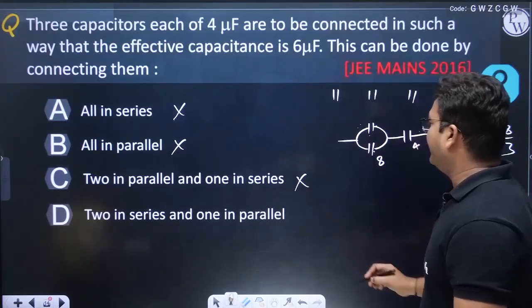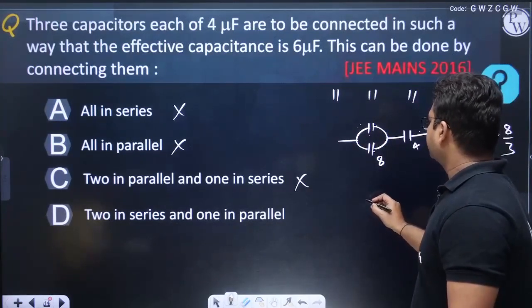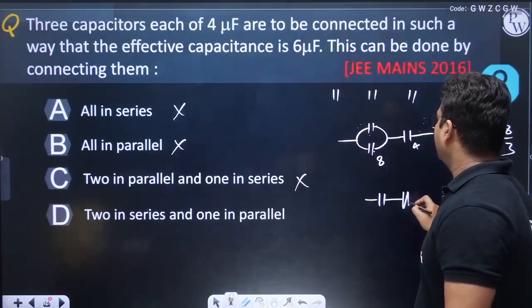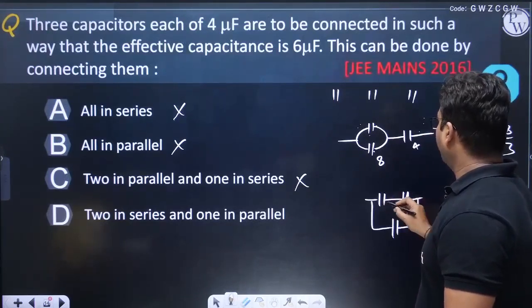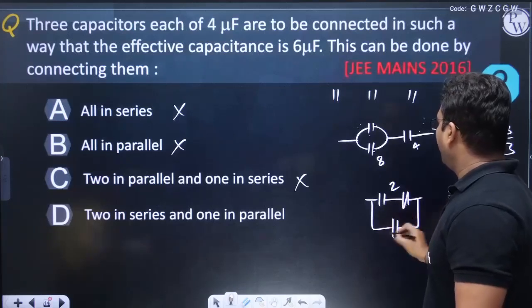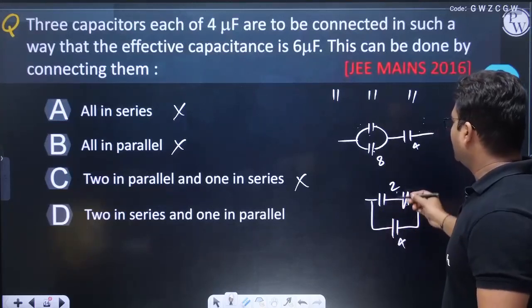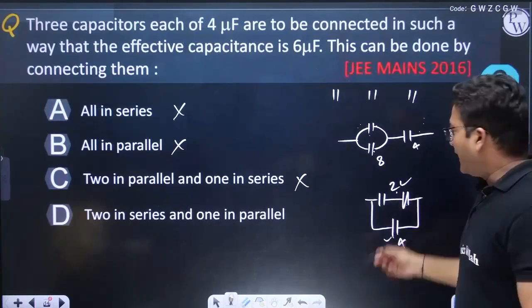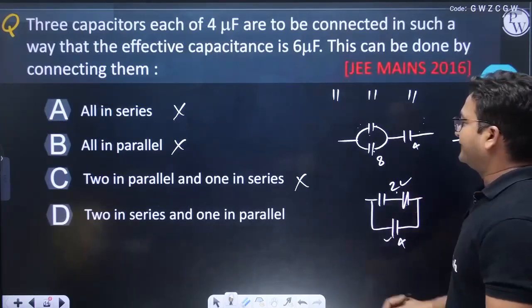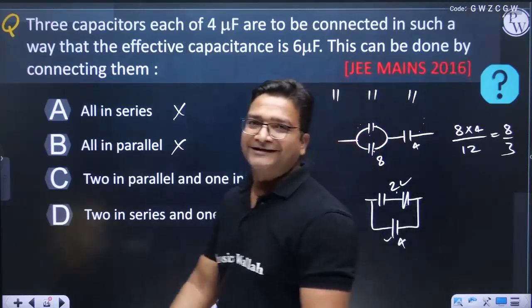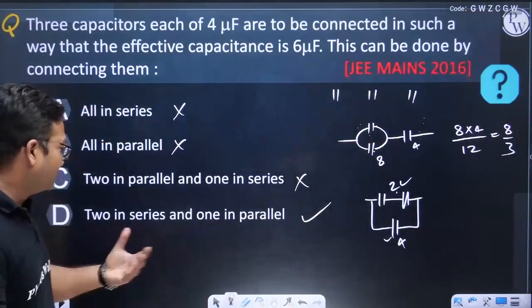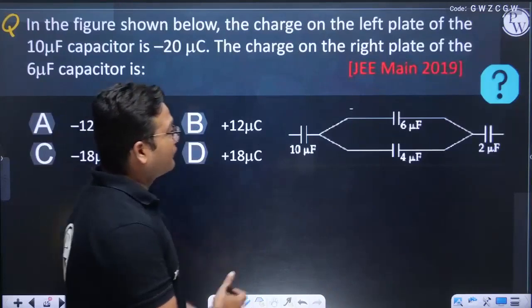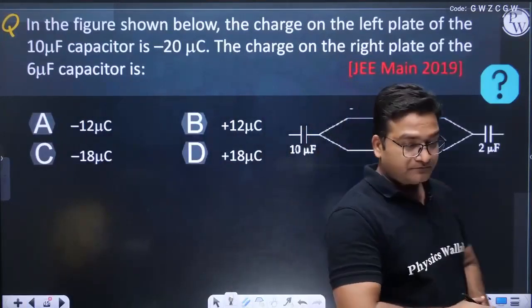2 in series, 1 in parallel. So 2 in series and 1 in parallel. 4 in series becomes 2, and 1 in parallel is 4, and because this system and this system are in parallel, 2 plus 4 is 6. So obviously D is the correct answer, right? Okay, so let's move to the next question. Let's see what we have next.